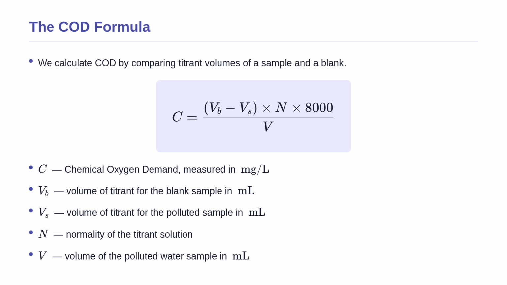The number 8,000 is a conversion factor that represents the milli-equivalent weight of oxygen multiplied by 1,000 to convert the final answer into milligrams per liter. Finally, V is the volume of the polluted water sample tested. If the sample is highly polluted, it consumes more oxidizing chemical, making VS smaller and driving the overall COD value higher.